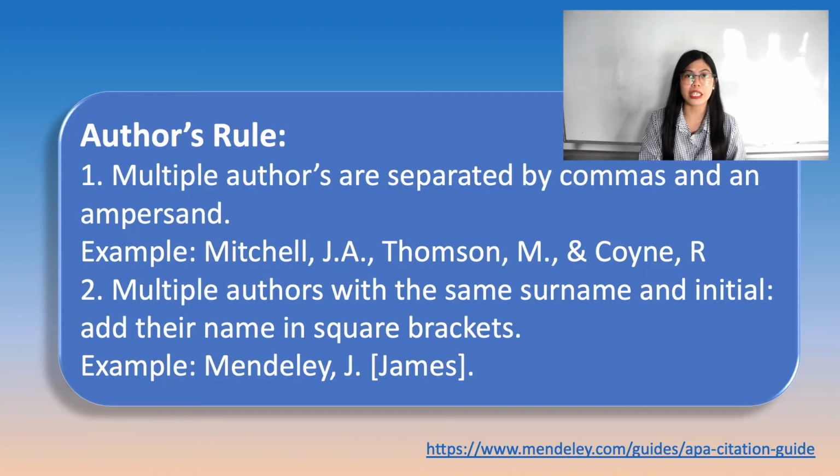The first one is multiple authors are separated by commas and an ampersand. Example, Mitchell, comma, and then followed by the initial of the author, D, and then a comma, Thompson, comma, and then the initial, P, comma, and then ampersand, and then the surname of the author, Koine, and then comma, and then the initial.